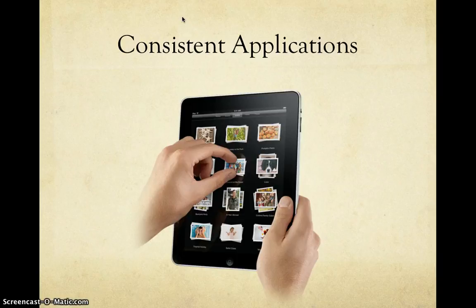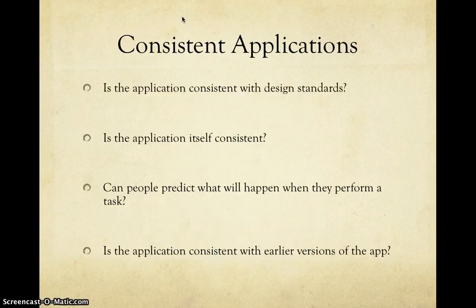Consistent applications. These are applications that are not just copies of other apps. They're actually apps that take into consideration the standards that are typical and emerging, and they use them combined together to create consistent applications. And there are four questions to ask yourself when trying to develop these applications, and they are as follows. Is the application consistent with design standards? For example, are the buttons round so that people can recognize them as buttons? The buttons aren't square, people wouldn't recognize that.